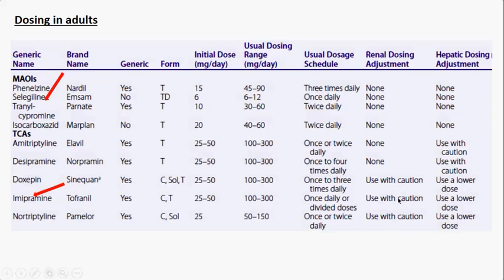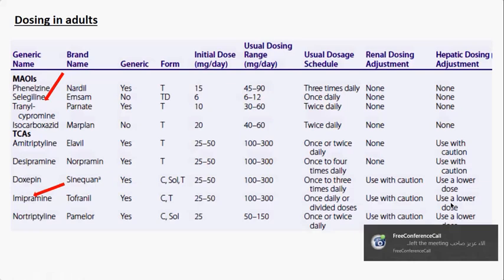In the case of renal adjustment, we have to use this drug with caution. And also in the case of hepatic impairment, this drug should be used at a lower dose.